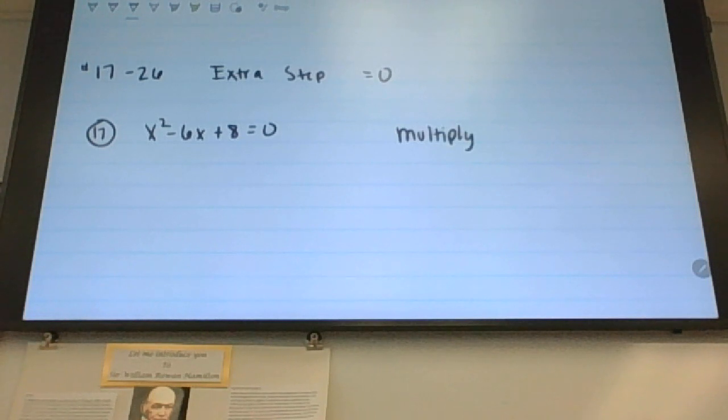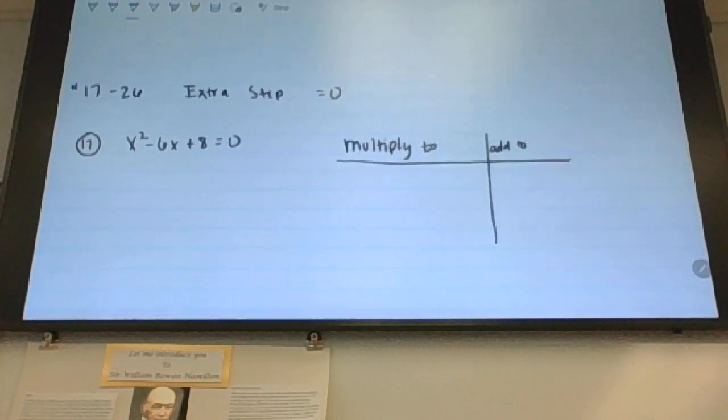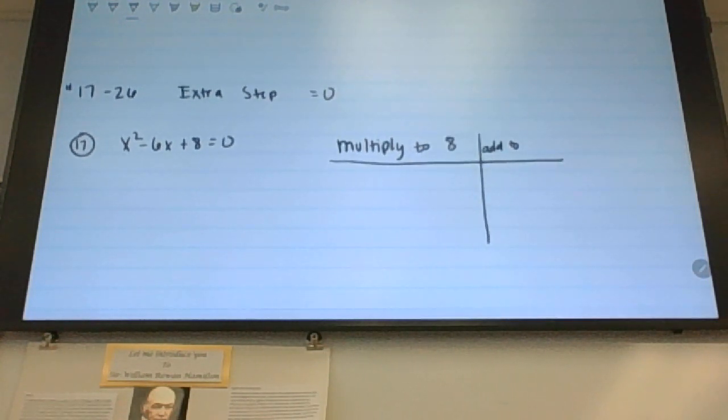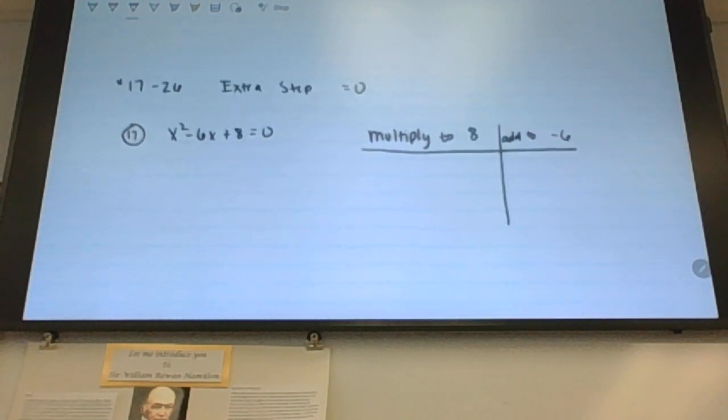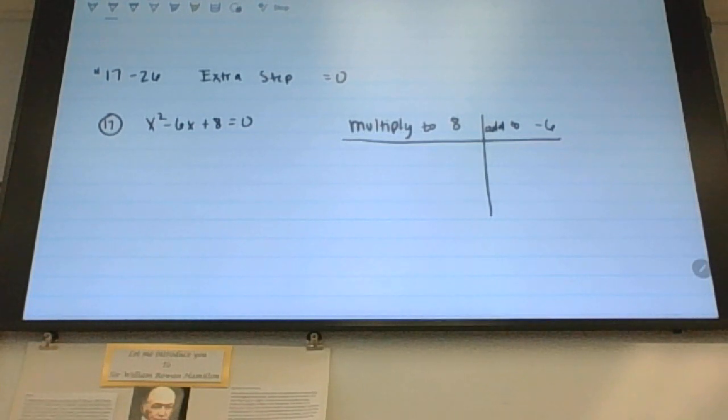You got it yet, Lexi? What do you need to multiply to? No? Ryan, you got it? Multiply 8 and add to what? Negative 6. You had that part, right? That part I got. Yeah. All right, Kaden, what are you thinking? Negative 4 times negative 2 makes 8. Negative 4 minus 2 makes negative 6.